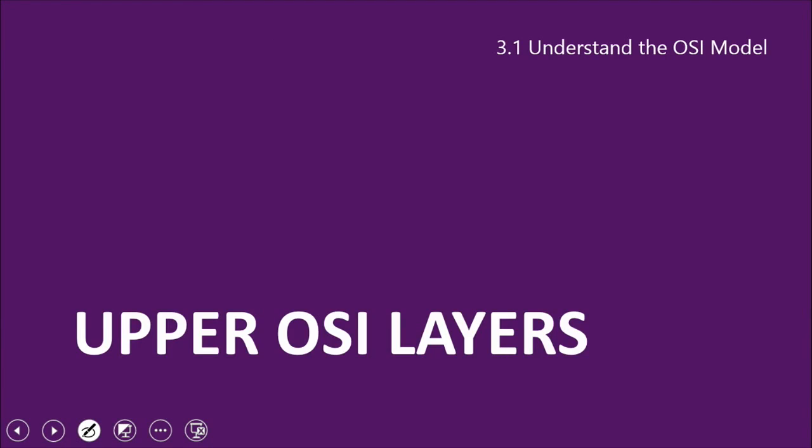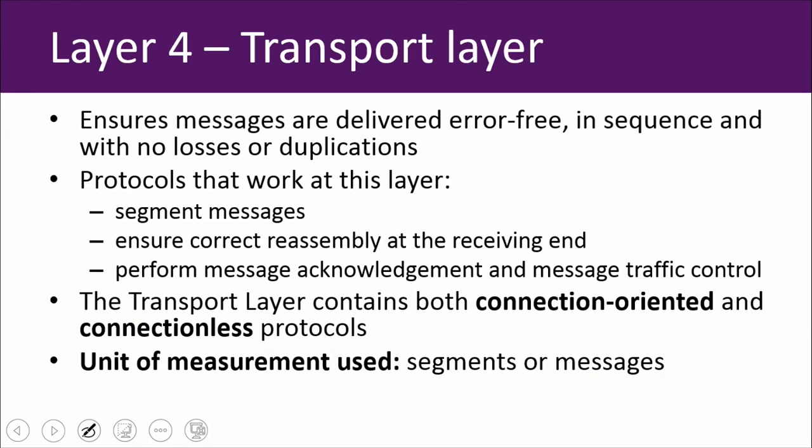All right. Let's go ahead and move on to the upper OSI layers. Layer 4 is the transport layer. This is my favorite layer. I don't know why, but I always geek out whenever I get a chance to teach this layer in class. The transport layer ensures that messages are delivered error-free, in sequence, and with no loss. And I think that's such a cool thing, okay?